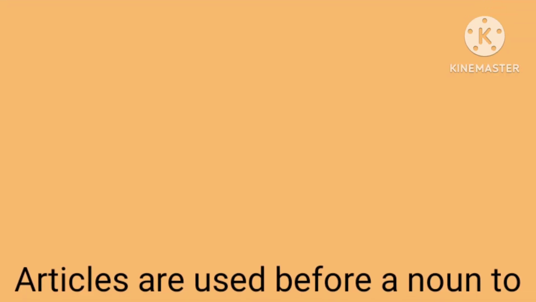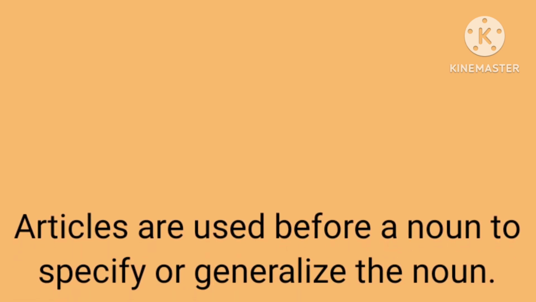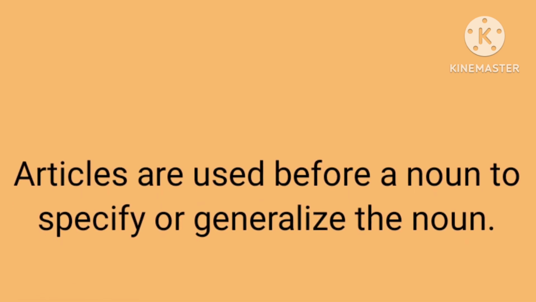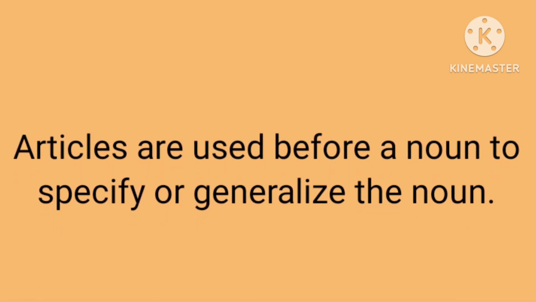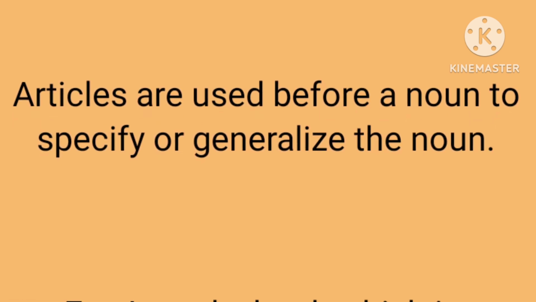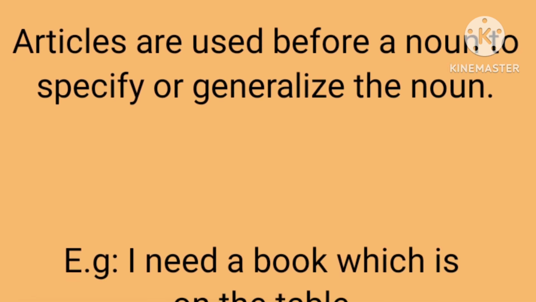So let's begin. Articles are used before a noun to specify or generalize the noun. We can use an article before a noun that specifies or generalizes the noun. It means that we can use articles to specify or generalize the noun.